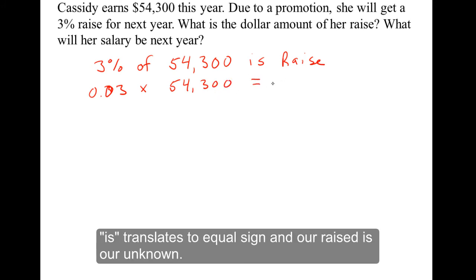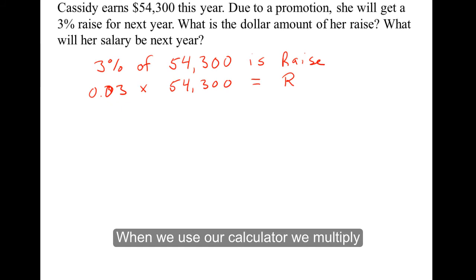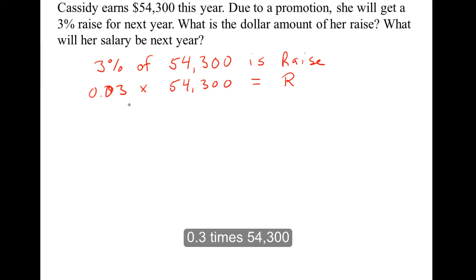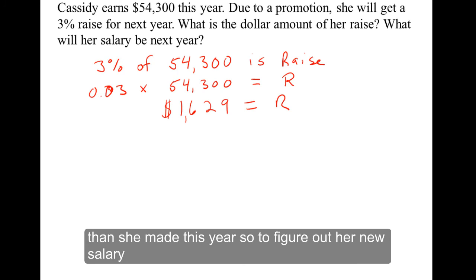Is translates to an equal sign, and our raise is our unknown. We'll use the variable r. When we use our calculator, we multiply 0.3 times 54,300, and we get 1,629 for her raise. So next year she will be making $1,629 more than she made this year.